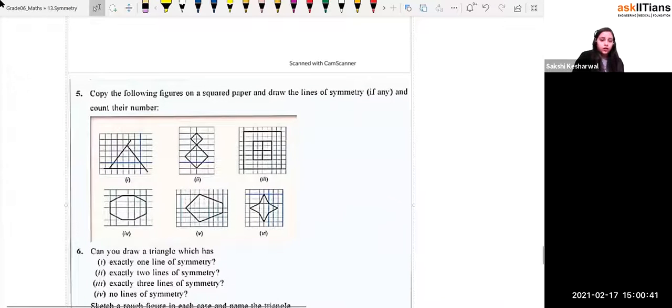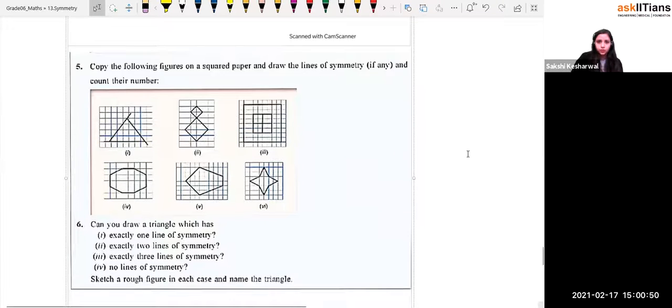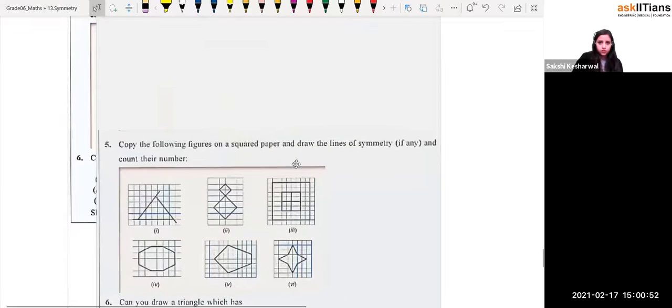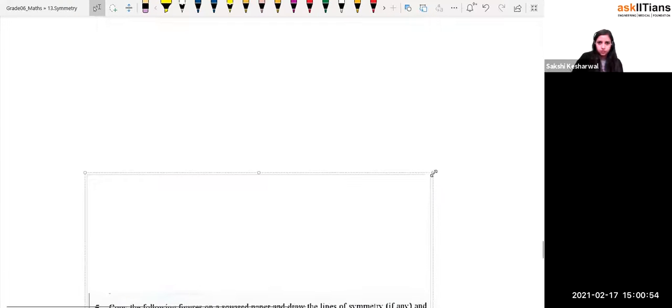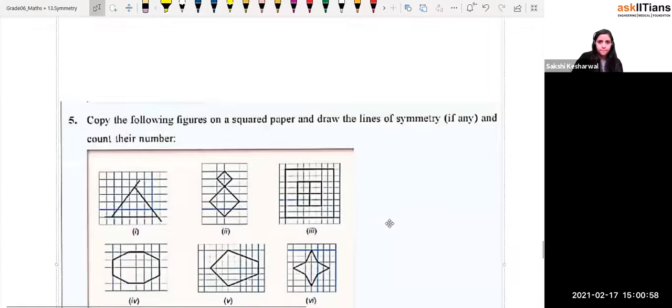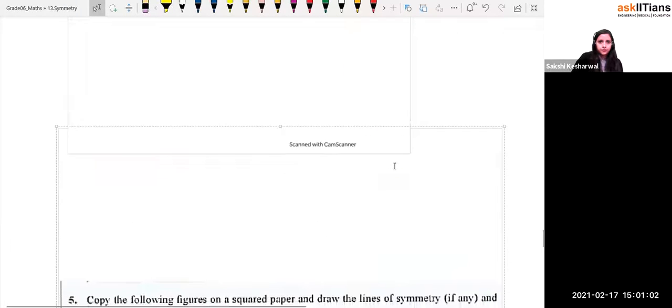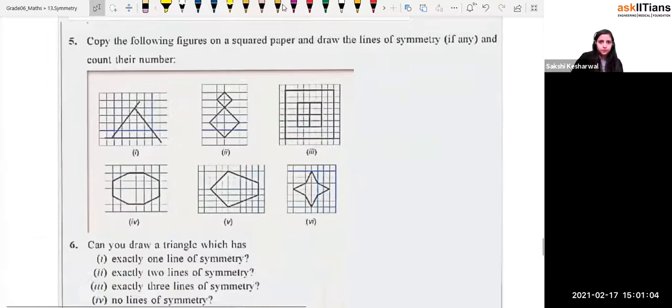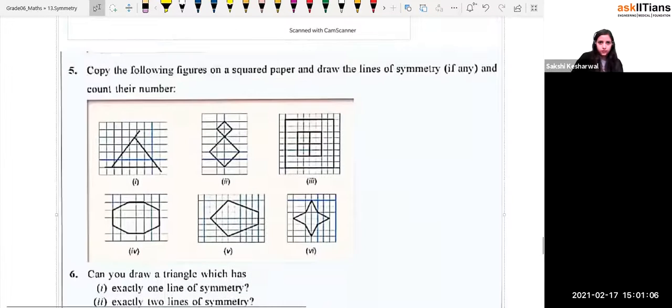Okay, copy the figure. It says that copy the figure. Let me just wait a minute. Let me just enlarge it. Let me enlarge it a bit more because I need to solve. Let me bring this down, more paper down, and enlarge it a little bit like this. Yeah. Okay, just see over here.